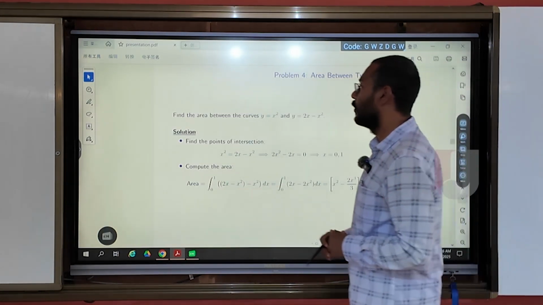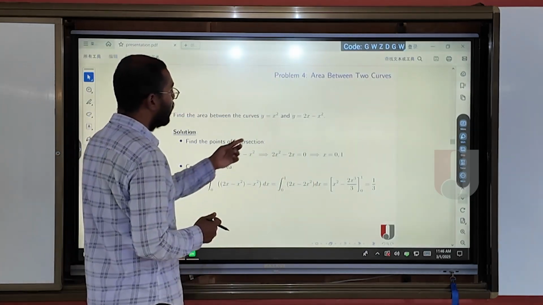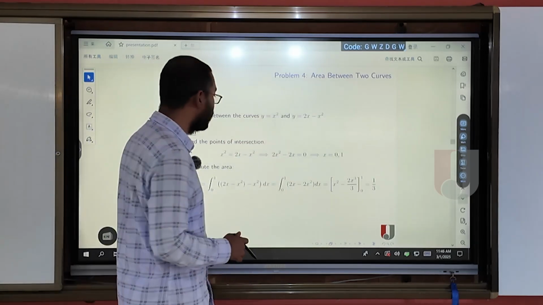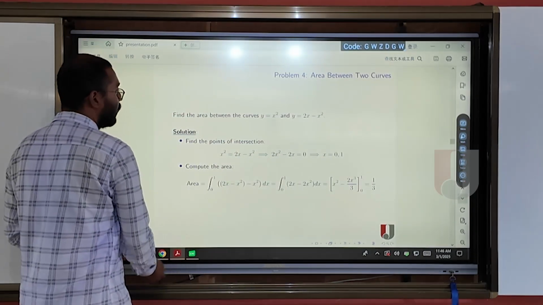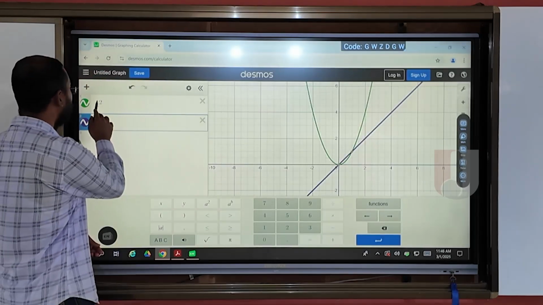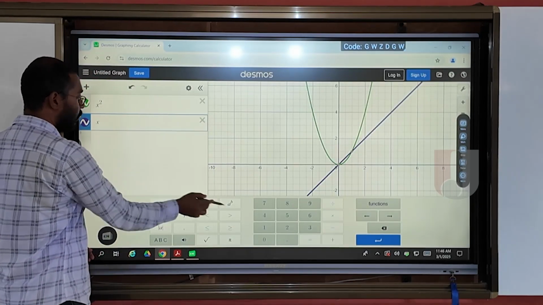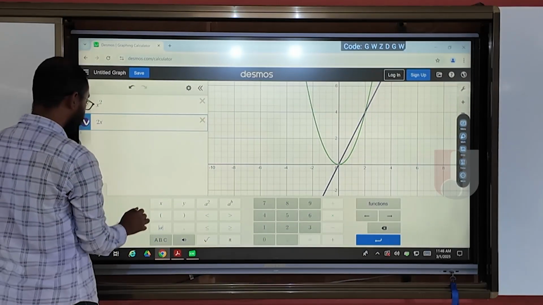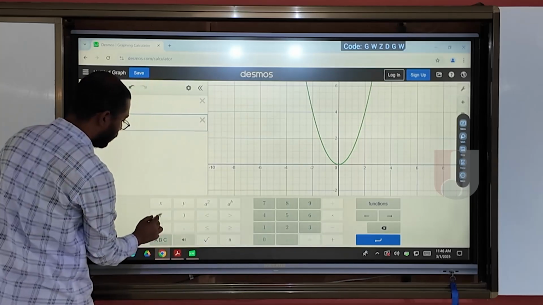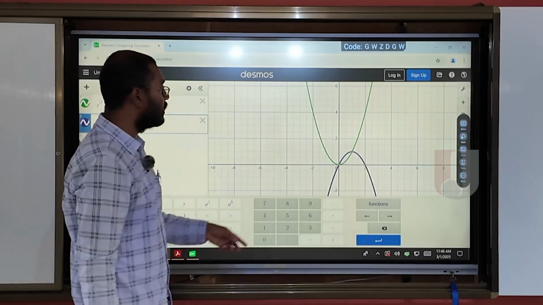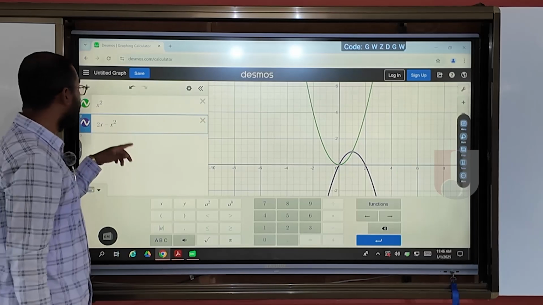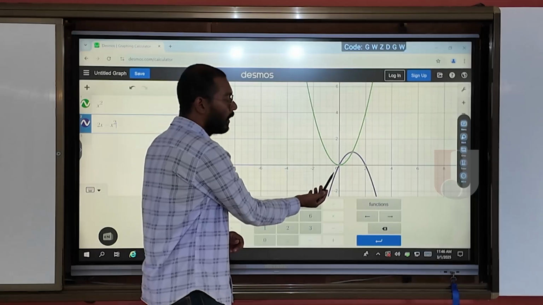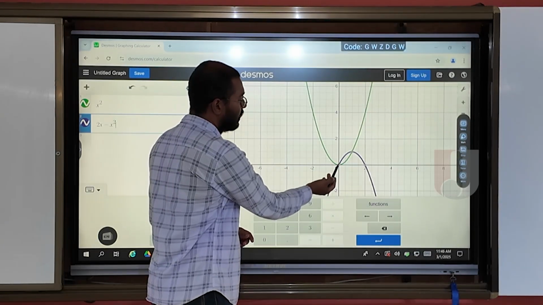Now another area problem. We have to find out the area between the curves y equal to x square and y equal to 2x minus x square. Both are parabolas, so now we can see how these two curves look like. One is x square, it is fine. Now you have to write down 2x minus x square. Now you can see that the green color line is x square and the purple color line is 2x minus x square. Now we have to find out the area inside that curve, from here to here.